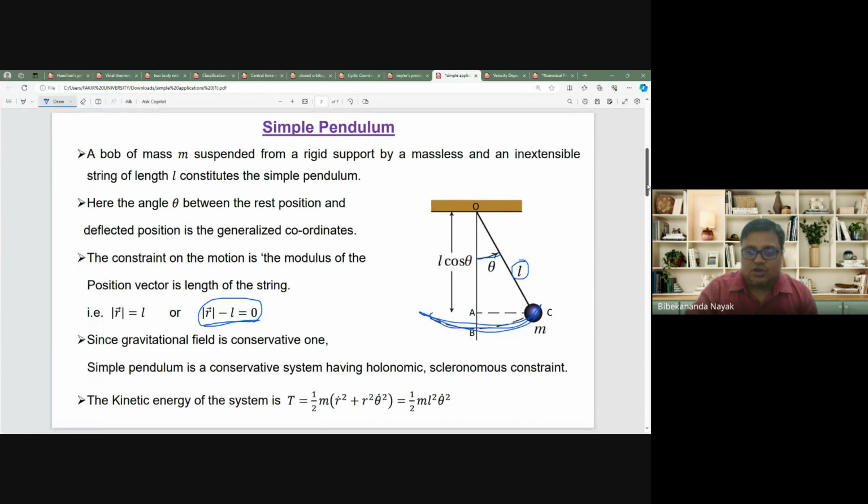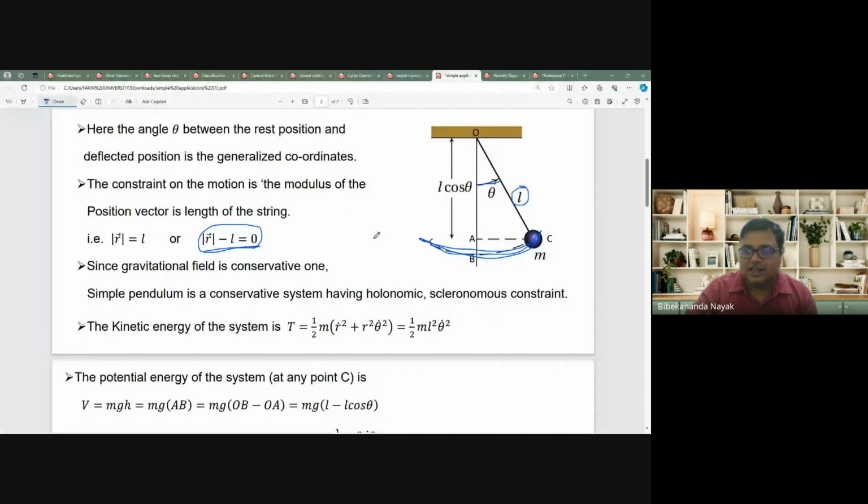So first we calculate the Lagrangian. You know the Lagrangian L is equal to T minus V, kinetic energy minus potential energy. Here for kinetic energy we use plane polar coordinates r, theta, where r is equal to L and theta is the angle. Kinetic energy in two dimensions is half m times x dot square plus y dot square. x is equal to r cos theta, y is equal to r sin theta. You put that in and find kinetic energy equal to half m times r dot square plus r square theta dot square. Since r is fixed equal to L, r dot is equal to 0. Putting r equal to L, we get half m L square theta dot square.